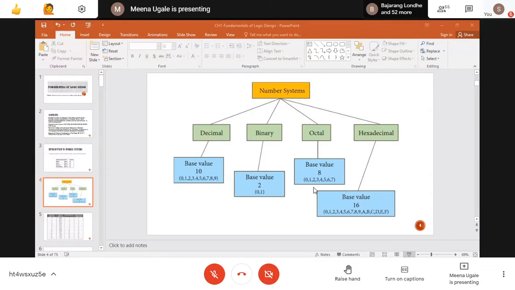Thank you. So in the number system, see, decimal has base value 10, and the digits used are 0 to 9. Binary base value is 2, and the digits used are 0 and 1. Octal base value is 8, and the digits used are 0 to 7. Hexadecimal base value is 16, and the digits used are 0 to 9 as usual. But after 9, for 10 to 15, we are going to use the symbols A, B, C, D, E, F. Now, how to represent these symbols, that we are going to study here.